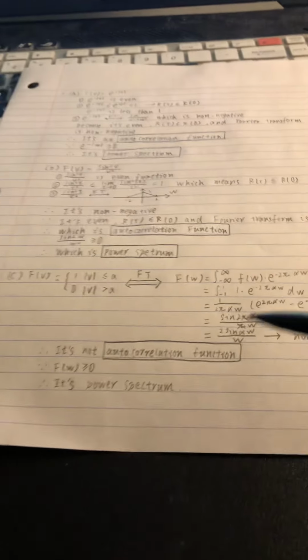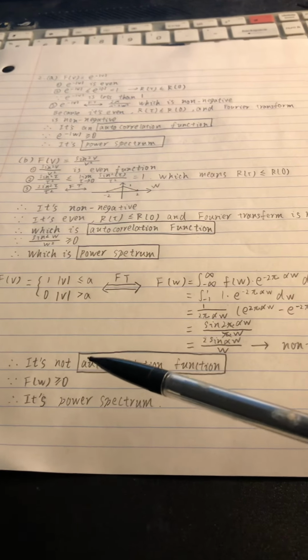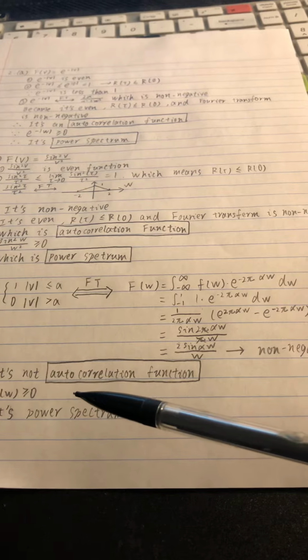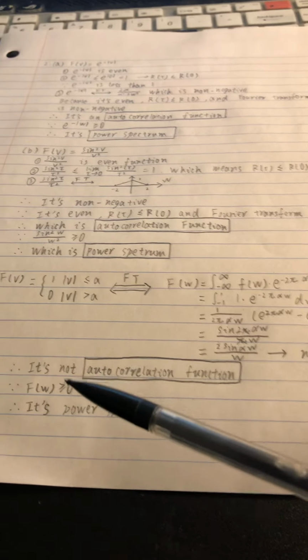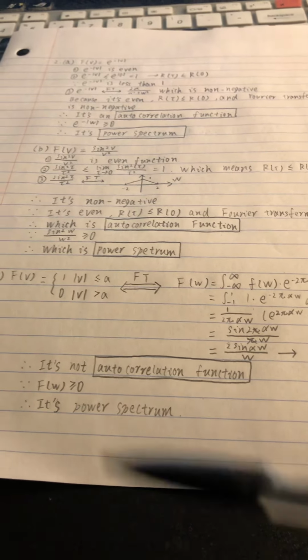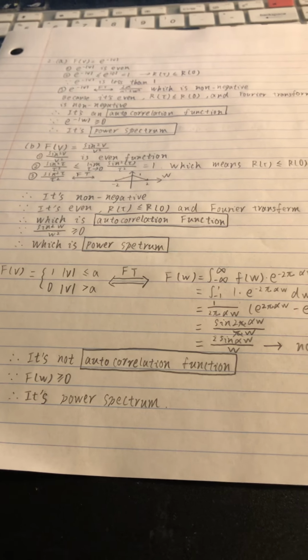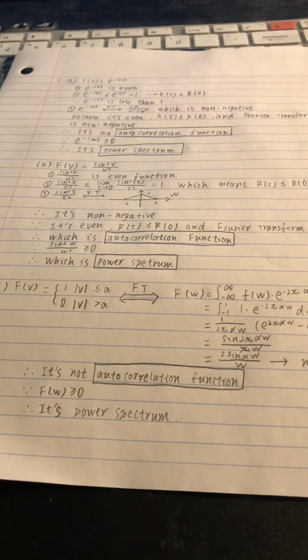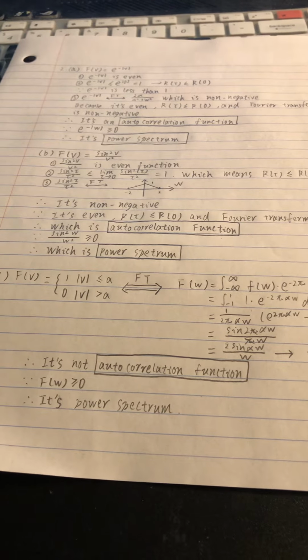non-negative. And from above we can see it's not an autocorrelation function, because F(w) is larger than or equal to 0, we can say it's a power spectrum.